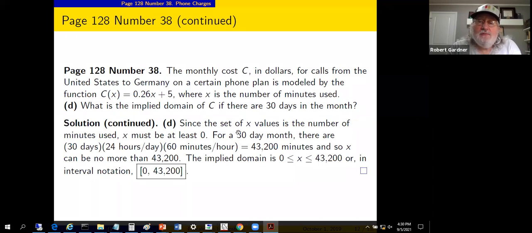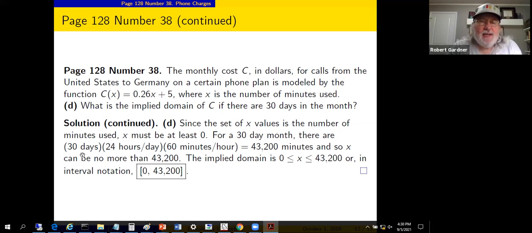The value of x is a number of minutes used. So x can be at least 0, can't be negative, in other words. So we could not use the phone at all, in which case x equals 0. In 30 days, you could turn the phone off and talk for 30 days. How many minutes is that? Is what we need to decipher.